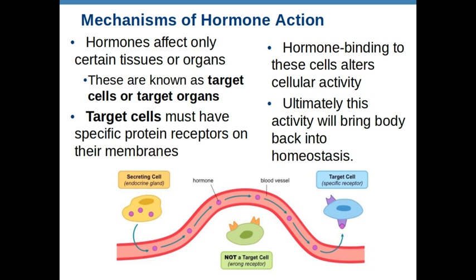Okay. So once these hormones bind to these target cells, they are able to alter the activity going on within the cell. And either this is going to bring the body back into homeostasis, or it's going to produce the effect that we're looking for, like growth or stimulation of different products to be made that will cause a certain response in the body to keep you healthy, to keep you growing, that kind of thing.